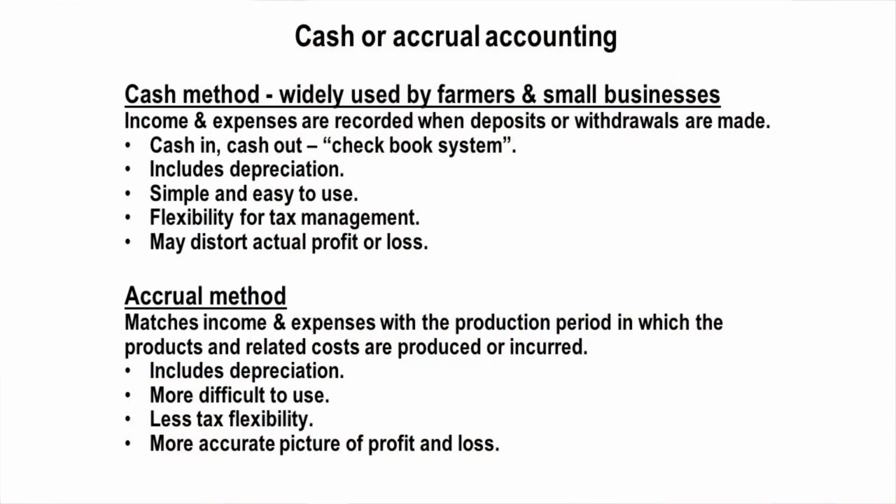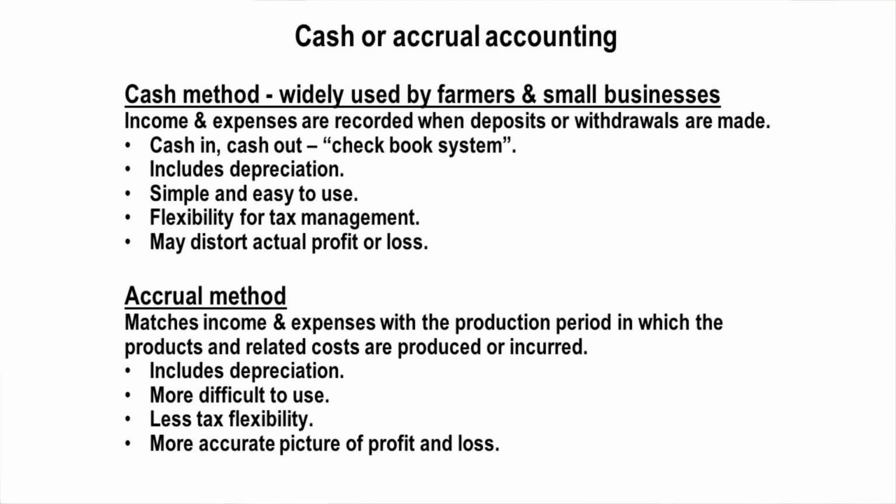All right, so let's talk about this part 1. And you see this cash and accrual. I think that was one of the quiz questions. The cash method is widely used by farmers and small businesses. The IRS still lets farmers use that. And it is really your checkbook. Your income and expenses are recorded when the deposits or withdrawals are made. So I think of the cash method as how we work with our personal checkbooks, right? A direct deposit happens, or I get a check, I put it in the bank, I've got it. It gives you some flexibility in tax management. It may distort your actual profit or loss, and it's pretty simple and easy to use.